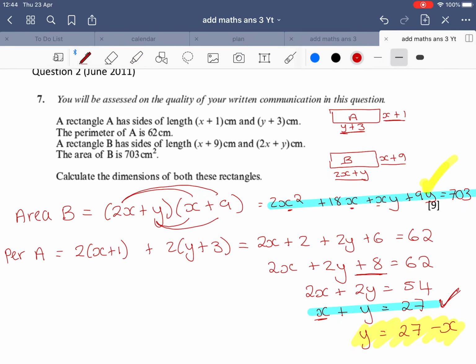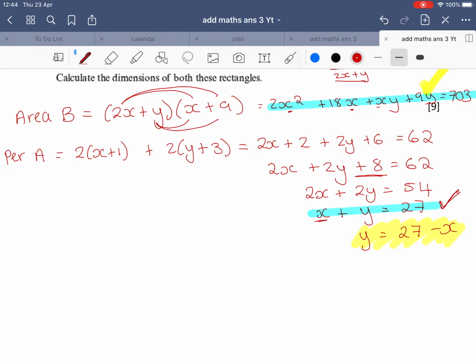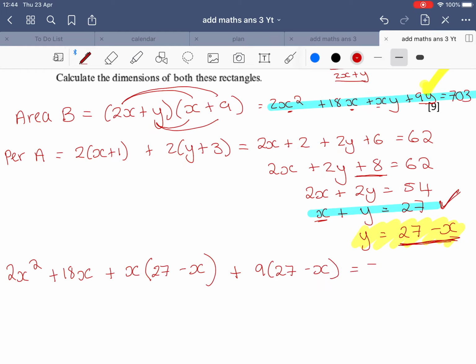I'm going to substitute that into this top one. So instead of 2x squared plus 18x plus xy plus 9y, I'm going to put wherever I've got y as 27 minus x. So I've still got 2x squared, still got 18x, but instead of xy, I've got x times all of this new one. So 27 take away x. This is going to be a long one. Plus 9 lots of y, so 9 lots of 27 minus x, and that still equals 703. So this stays the same. My 18x also stays the same.